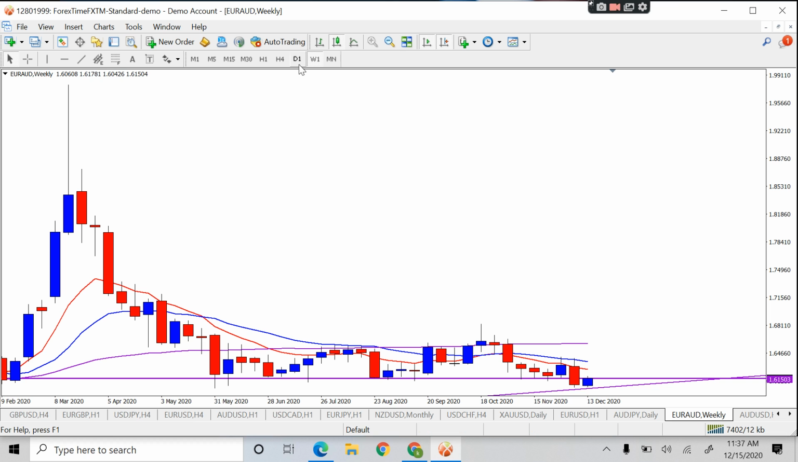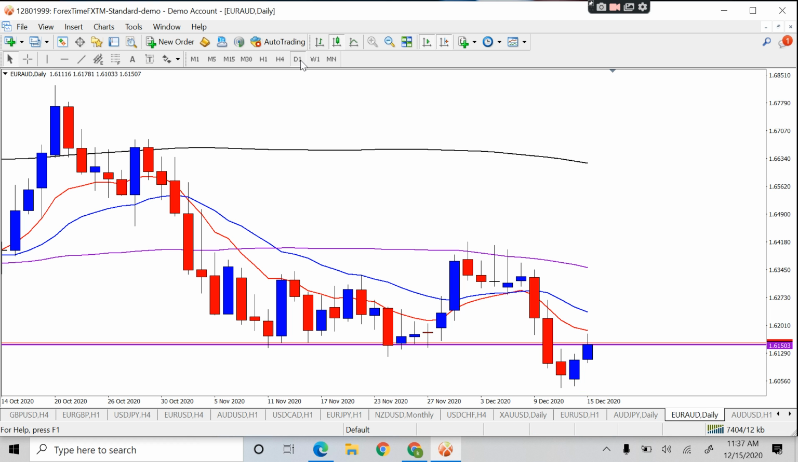Now, if I go all the way to daily, I can see something that looks like an inside up, which tells me that it's an uptrend. So I will look at a break above the 1.61503 resistance line, a retest. Then if the pair is still going up, I'm going to long the pair.